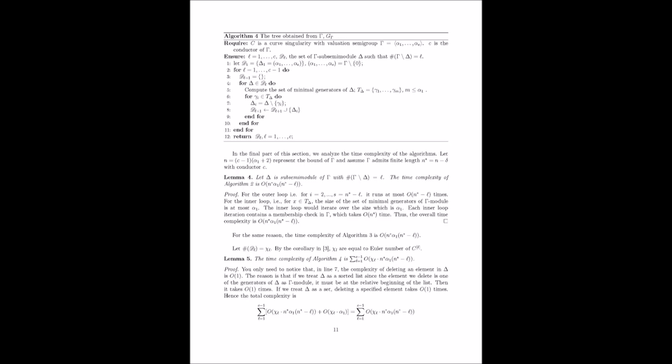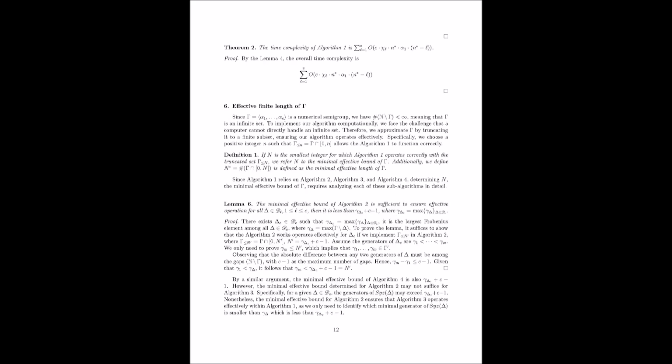A measure of the curve's singularity level. We discussed using the truncated set, written as capital gamma greater than or equal to n subscript, for practical computation, with the paper suggesting n equals (c minus 1) times (alpha 1 plus 2), based on their derived bounds.